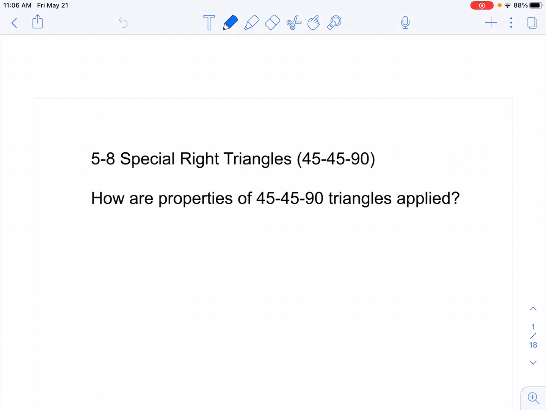Okay, section 5.8, special right triangles. So we've looked at right triangles and used the Pythagorean theorem to find missing sides. Now we're going to look at even more special ones. So let's get started.